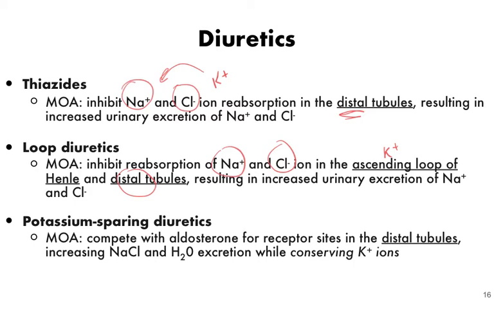Potassium-sparing diuretics, as you might gather, do not have this wasting effect on potassium, and they work differently than the other 2 diuretics we discussed. They compete with a hormone called aldosterone for their receptor sites in the distal tubules. They're working in the same location in the kidneys, but an entirely different type of mechanism.